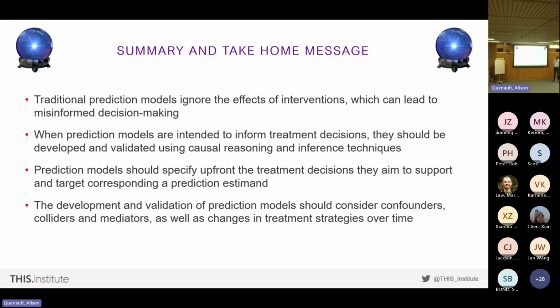They should specify upfront which treatment decisions they aim to support, and target a corresponding prediction estimate. And finally, the development and validation of prediction models should consider confounders, colliders, and mediators, as well as changes in treatment strategies over time. So I think it's a good idea, for instance, to always draw a causal graph when you develop a model like this. That's not typically how people do it, but I think we should definitely move in that direction. And that's an idea which is picking up momentum, which is a good thing.